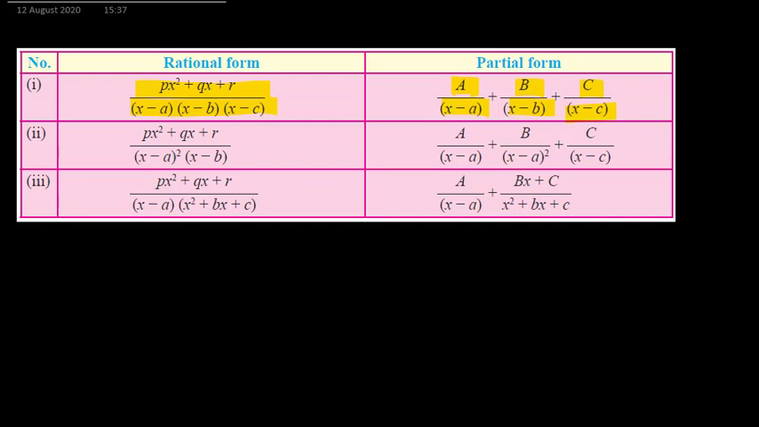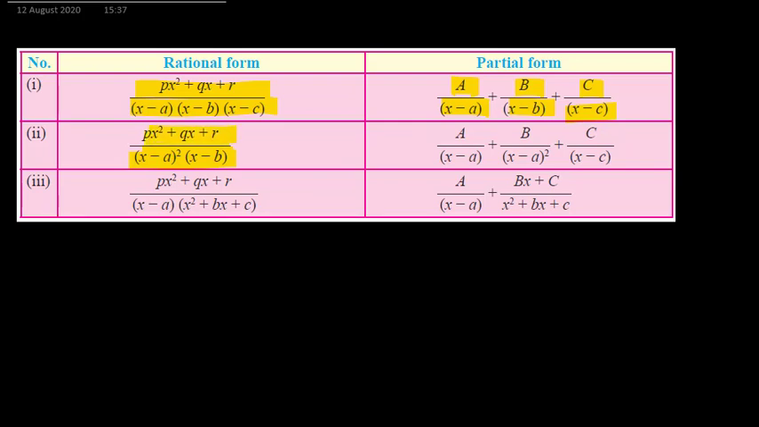Now, we have three types. The first type is that the denominator is linear factors. Then the second type is that the denominator is linear factors, but some of the linear factors are repeating. Like here, in this case, x minus a is repeating. And this is a proper fraction.